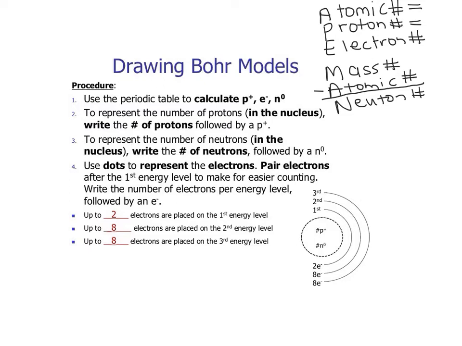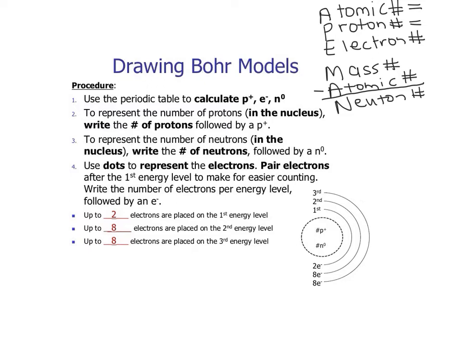To represent the number of protons, which is located in the nucleus, we'll write the number of protons followed by a plus. To represent the number of neutrons, also located in the nucleus, we would write the number of neutrons followed by an n to the 0. We're going to use dots to represent electrons, and we're going to pair those dots after the first energy level to make it easier for counting. So we'll write the number of electrons per energy level followed by the e negative.